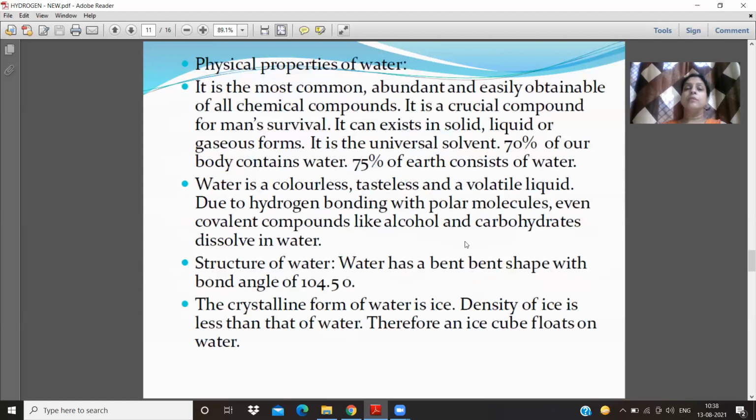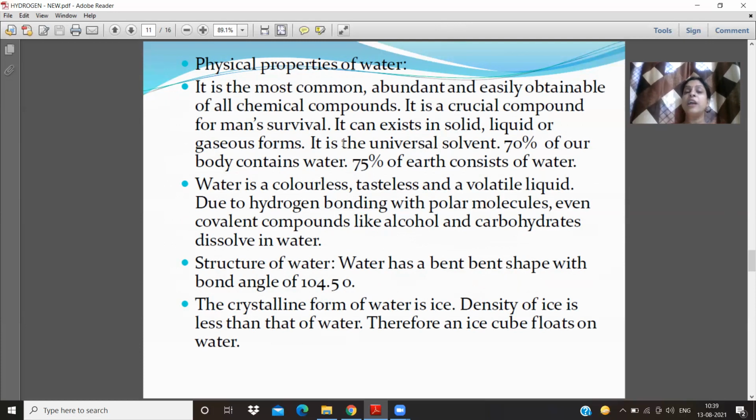ठीक है बच्चे, now we are talking about the physical properties of water. तो आप सबको ही पता होगा कि water is commonly abundant and easily obtained in all chemical compounds. ये man के survival के लिए या human being या life के survival के लिए even हम कहें तो it is very very crucial or important compound. It exists in all three states, solid, liquid and gas. It is the universal solvent.